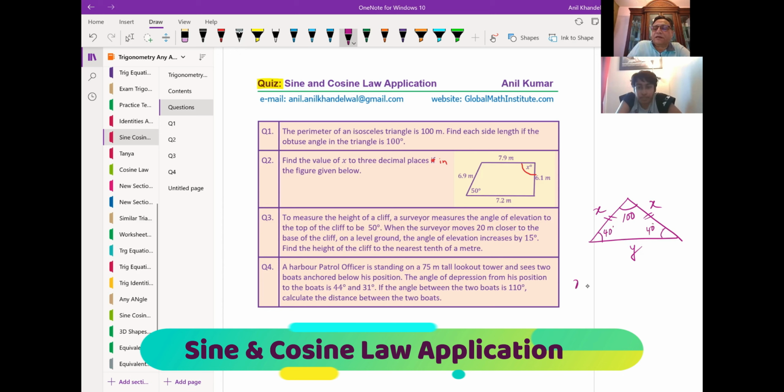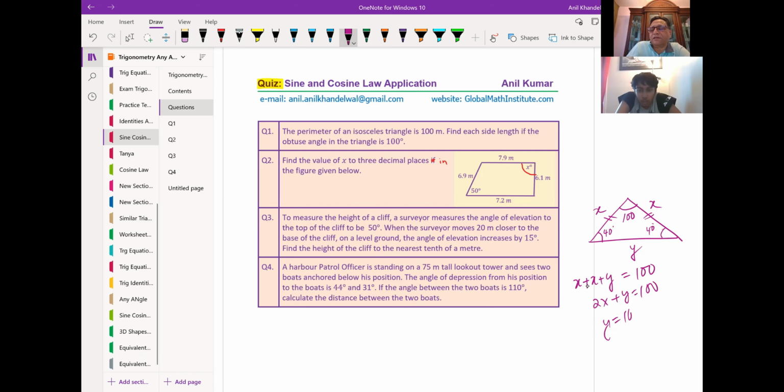And we are given that the perimeter is 100. So we can say 2x plus y equals 100, or y is basically 100 minus 2x. Is that okay? Yes, sir. Can you find each side and tell me the answer now? Yes. Now, how will you find x and y? Tell me.